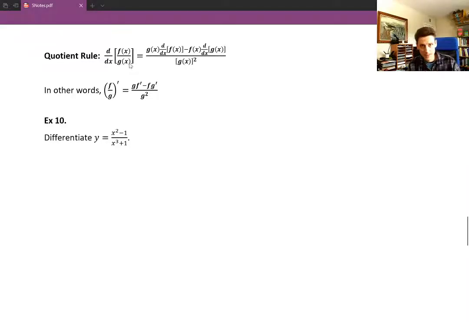And the quotient rule goes like this. You take g times the derivative of f minus f times the derivative of g all over g squared. So a shorthand version of it would be f over g prime, so the derivative of f over g, is equal to g f prime minus f times g prime over g squared.